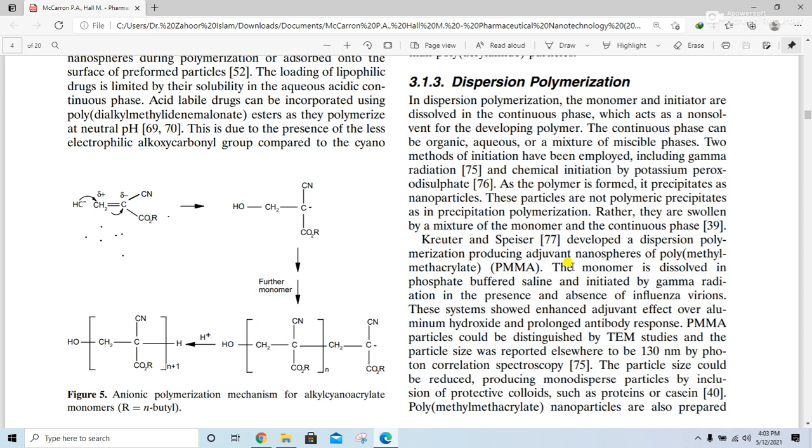Crowther and Spices developed a dispersion polymerization producing adjuvant nanospheres of polymethyl methacrylate, PMMA. The monomer is dissolved in phosphate buffer saline and initiated by gamma radiation in the presence and absence of influenza antigens. This system shows an enhanced adjuvant effect over aluminum hydroxide and prolonged the antibody response.